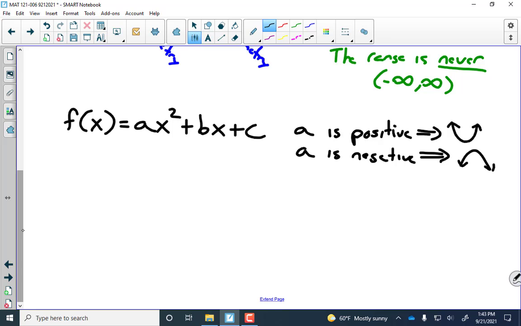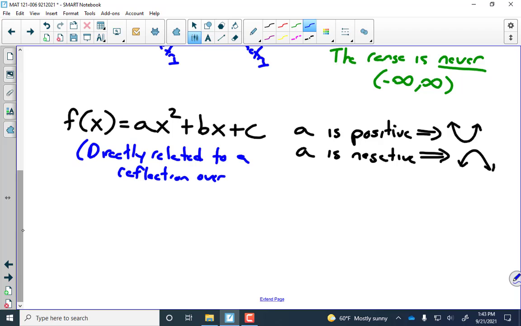If that sounds familiar to you, it turns out that is directly related to a reflection over the x-axis. I'm not going to quiz you on this right now. I'm just going to ask a simple question. When we learned about transformations, did we do reflections? Did we sometimes flip a graph over? Yeah, the way we did that was with a minus sign. So making this a, this number in front either positive or negative, will tell you if your parabola is going to open up or down.